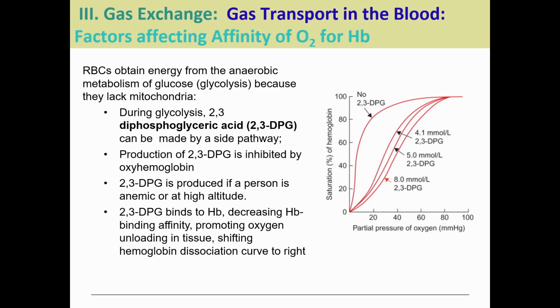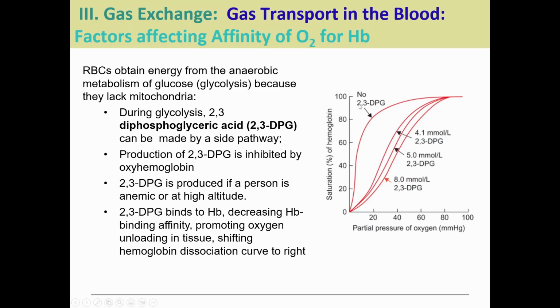We're really going to see more of that if someone is anemic or at a very high altitude. And this is going to bind to the hemoglobin. It's going to decrease the affinity between hemoglobin and oxygen, which is going to promote oxygen being unloaded into the tissues. And so we see that it shifts our little curve towards the right.